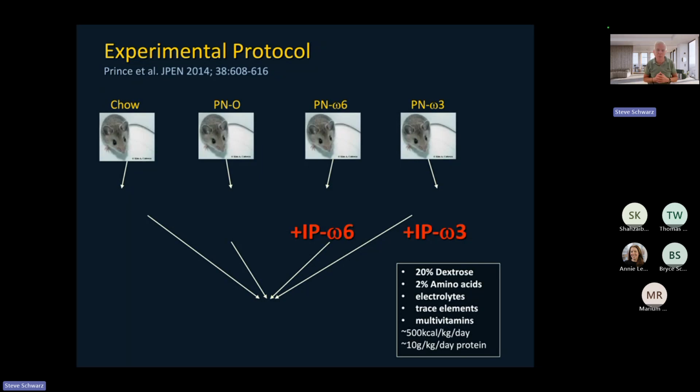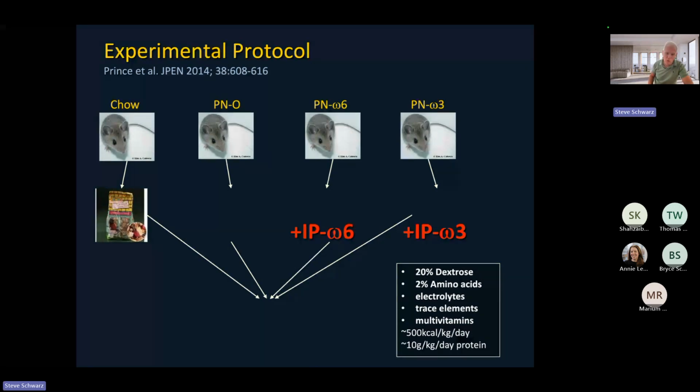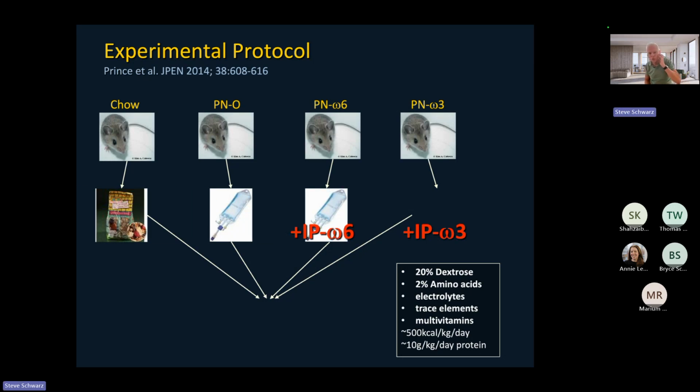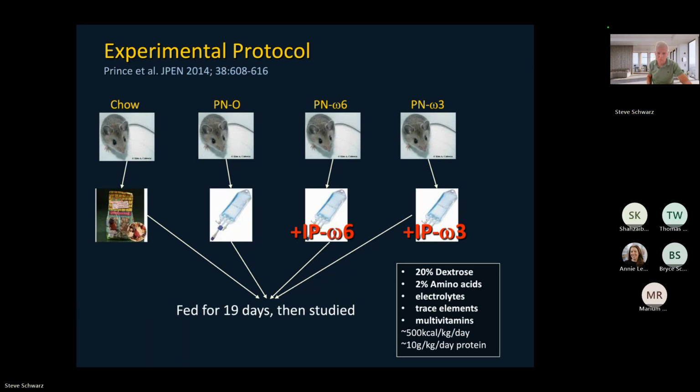This is a study, again, that we published several years ago. The experimental protocol involved treating 4 groups of rats. One group was on normal rat chow. I'm sorry, these were mice, not rats. I apologize to my mice friends. So these were mice, not rats. The second group received a lipid-free oral parenteral nutrition solution. The third group received the same solution parenterally plus parenteral omega-6 fatty acids. The last group received the same parenteral nutrition solution parenterally plus omega-3 fatty acids. These mice were fed for 19 days and then studied.